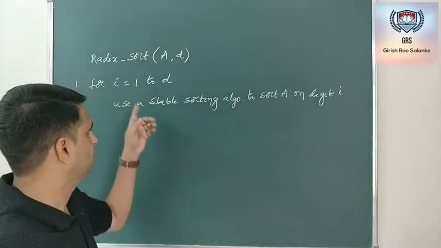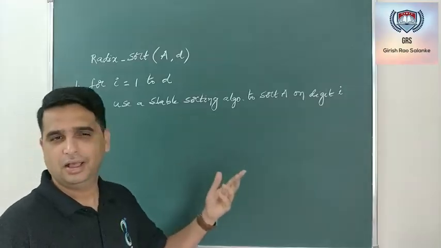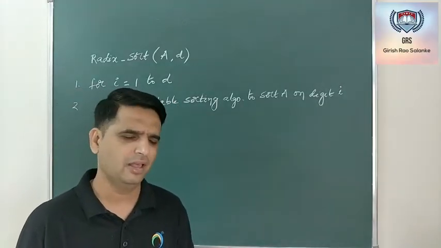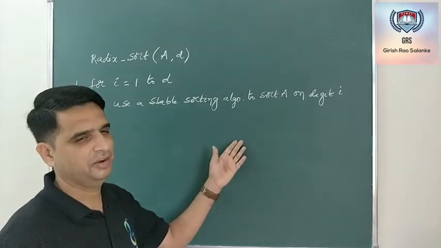Note that this for loop will be iterated 1 to d times. This d is nothing but the highest order digit, or I can say the size of the element. So this is quite simple.